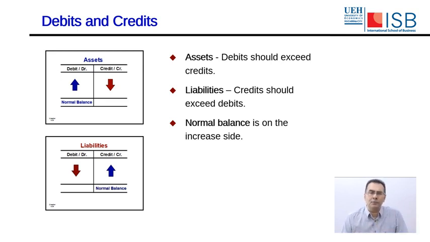We have rules to follow. Assets will always have a normal balance of debit. Liabilities will always have a normal balance of credit. So if you know assets, you have to know that liabilities are the exact opposite of assets. So when I record an increase in asset, I show it as debit. If I record a decrease in asset, it is shown as a credit. And liabilities are the exact opposite of assets, where an increase in liabilities is shown as a credit and a decrease in liabilities is shown as a debit.